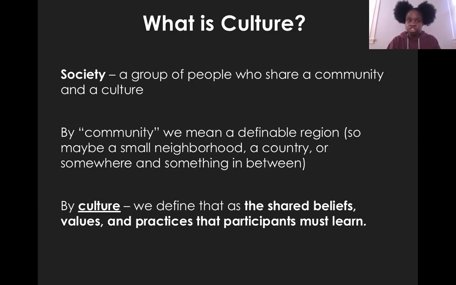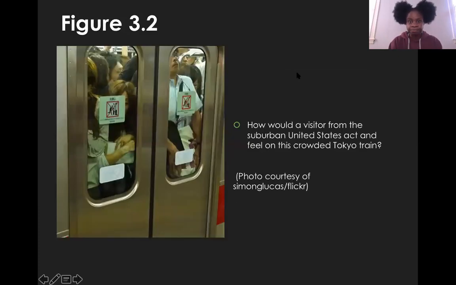But by culture, remember, society is a group of people who share a community and a culture. By culture, we mean the shared beliefs, the shared values, the shared practices that citizens must learn. Okay? That's culture. The shared beliefs, the shared values, practices that participants must learn.